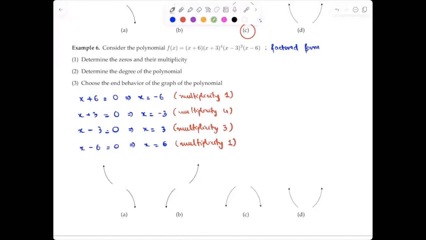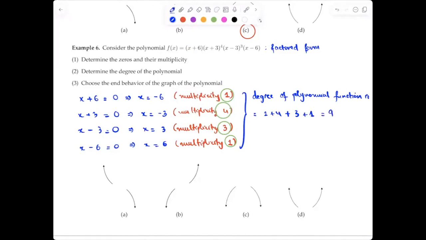After you identify the multiplicity of each zero, you can add all the multiplicities together and arrive at the degree of the polynomial. In this case, you have 1 added with 4, then 3, and then 1 again. So the degree of the polynomial function is 1 plus 4 plus 3 plus 1, and this is equal to 9. So this is an odd degree polynomial function.